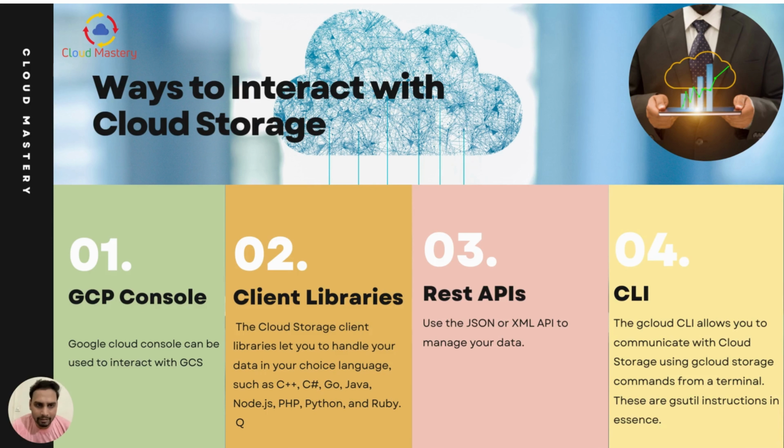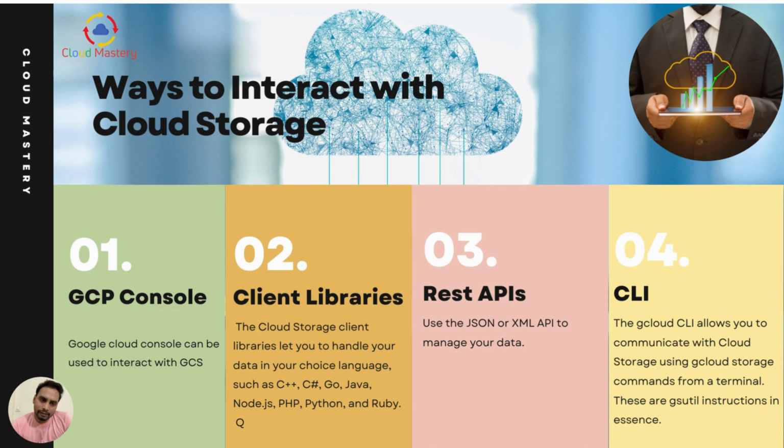So let us see the different ways we can interact with a cloud storage bucket. It's not only for cloud storage, but for any service within GCP. These are the ways we can interact with those GCP services. The first and foremost is the GCP console. In case you need to create a cloud storage bucket, you can do that using the cloud console. You can just go to cloud storage, click on create bucket, and directly create the bucket using the console itself. In the live demo we're going to create the bucket using the console, so you will get to know how we can create a storage bucket using the console.